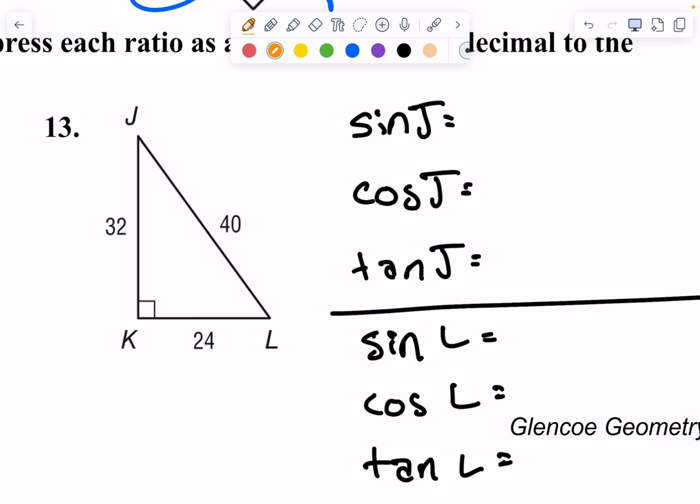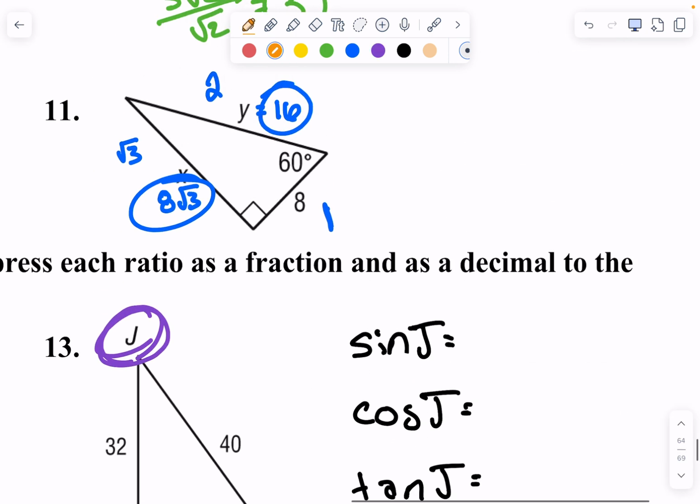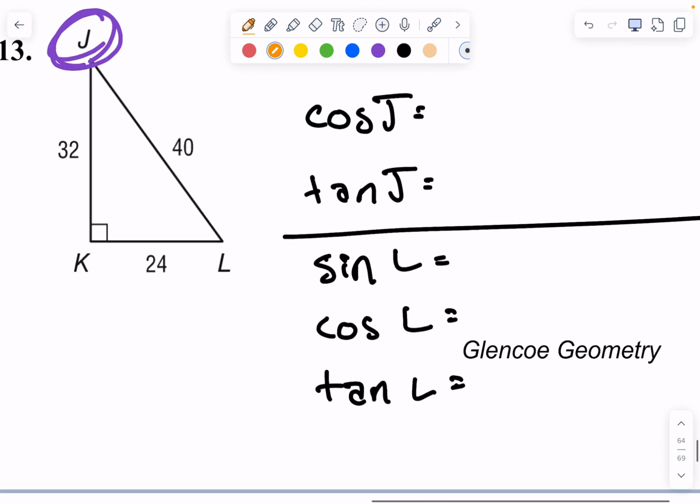All right, number 13. If we're looking at J, I'm going to have you guys do this, but I'll help you label. Which side is the O side? 24. Which side is the H side? And this is the A side.